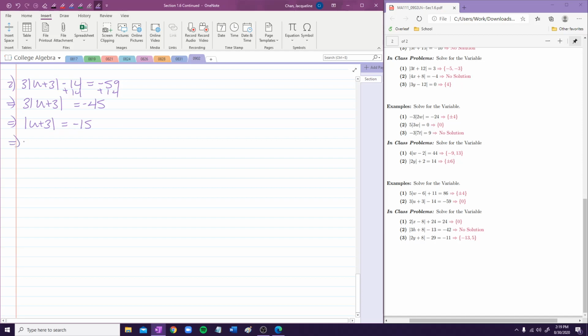This means absolute value cannot be less than 0. So what does this mean? This is no solution. Again, ignore that.